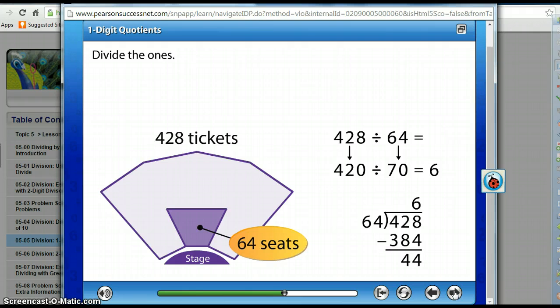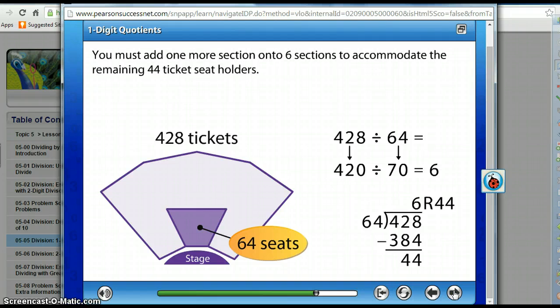Divide the ones. Was our estimate close? Yeah. How many seats are left over? 44 remainder. So there's 6 sections that have 64 seats, and then one section only has 44. Right. There will be a remainder. What does a remainder of 44 tell you? You must add one more section onto 6 sections to accommodate the remaining 44 ticket holders.